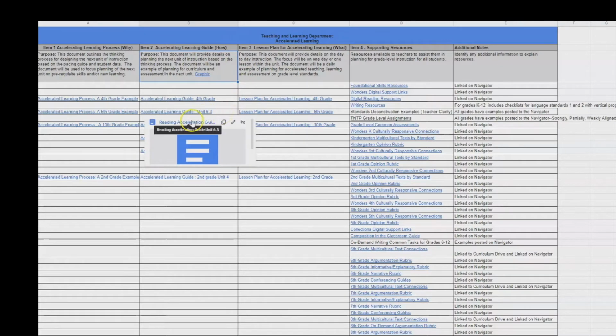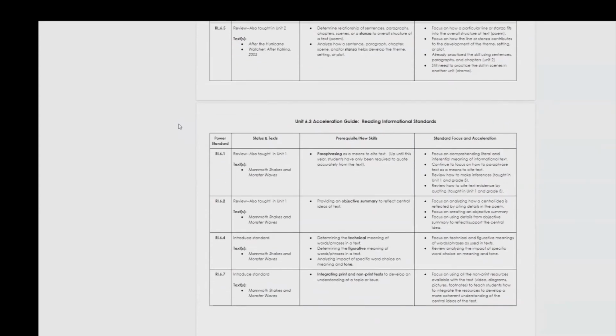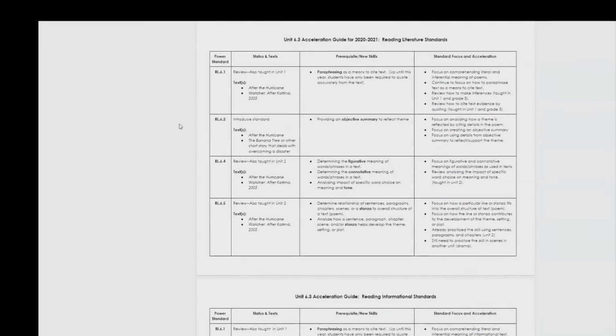Next, let's look at the Accelerated Learning Guide. This document exemplifies curriculum and assessment planning for the next unit based on the thinking process. Teachers and PLC teams that need support prioritizing standards and ensuring integration of prerequisite skills into the unit plan can reference this model. This document serves as a quick reference guide for teachers so they can determine the new learning for students based on the unit's power standards. This is especially important in ELA because our standards spiral and skills can unintentionally be left behind.